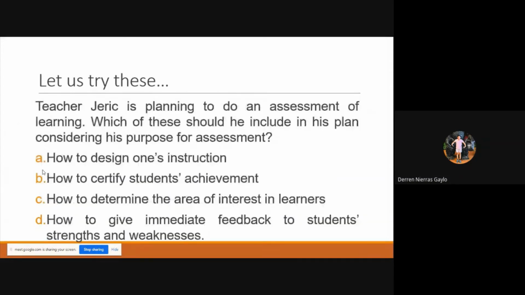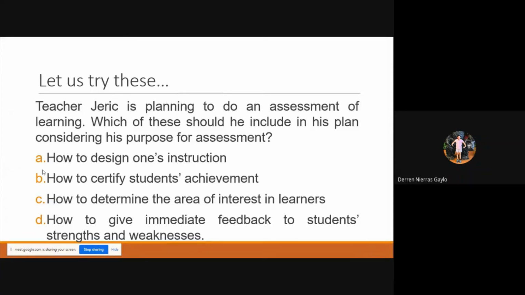Teacher Jarek is planning to do an assessment of learning. Take note of summative. Which of these should he include in his plan considering his purpose of assessment? So his assessment is assessment of learning. Of is summative. So which of these? It's letter B, how to certify students' achievement. So if you have a summative assessment or assessment of learning, you are more on giving a grade or certifying students' achievement.